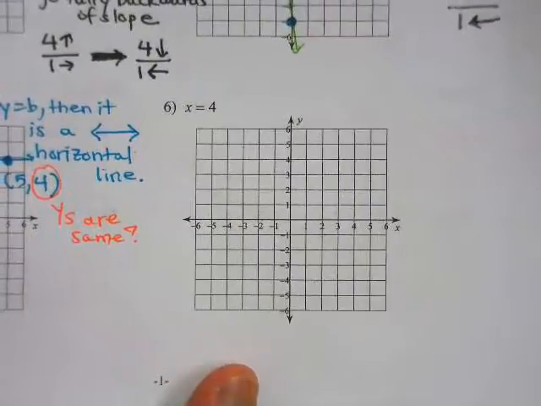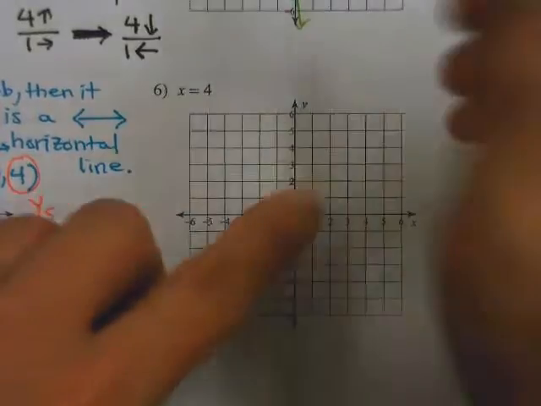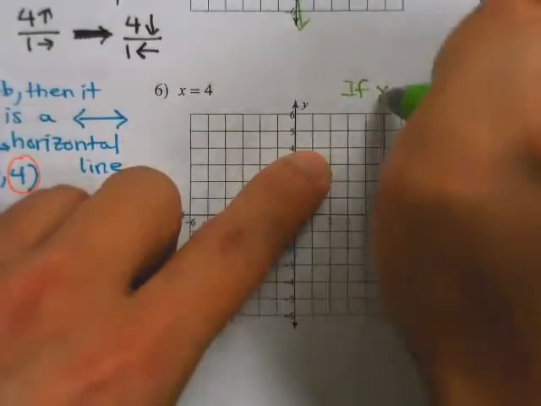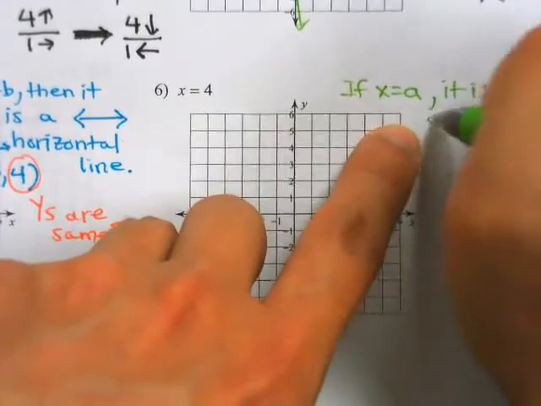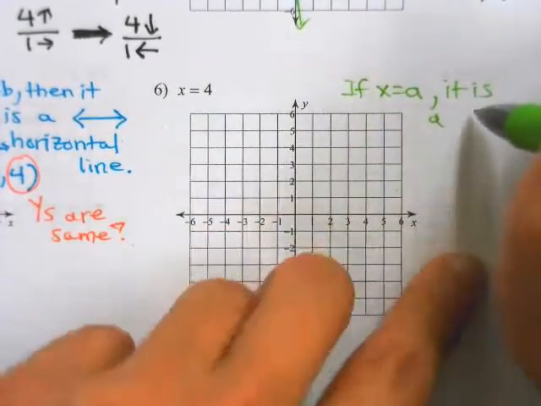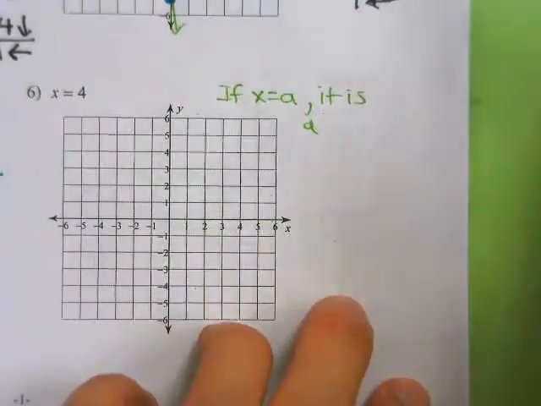And I think number 6, you kind of, by logical reasoning, can kind of guess what this is. If x is equal to a, it is a what line? Vertical.